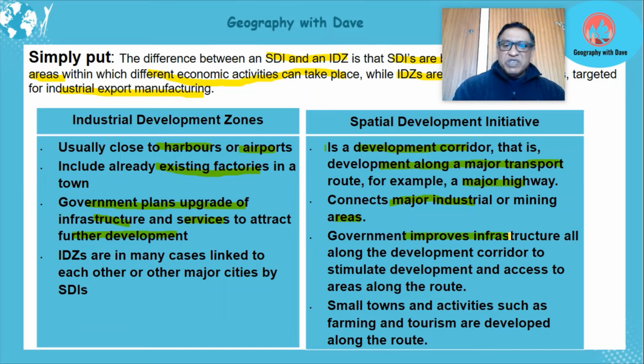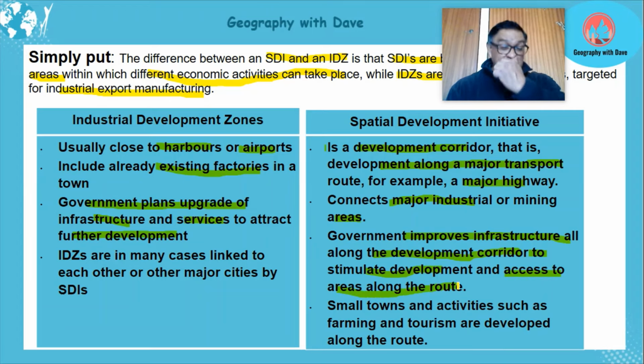Government improves infrastructure all along the development corridor. The corridor meaning it's along the way. You understand when you walk through your school corridors, you walk along it. When you go to your school classroom, it's one classroom. Just to make the example simple, please don't use that in exams. You'll get it wrong. So along the corridor to stimulate development and access along the route.